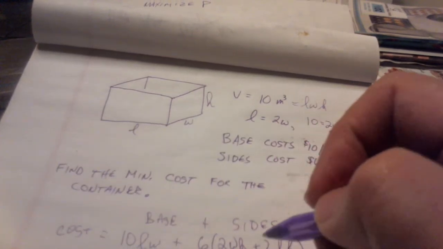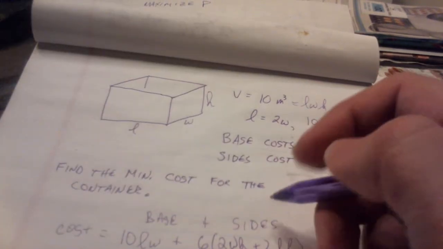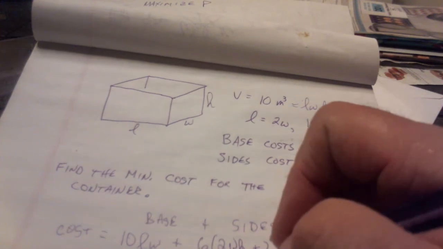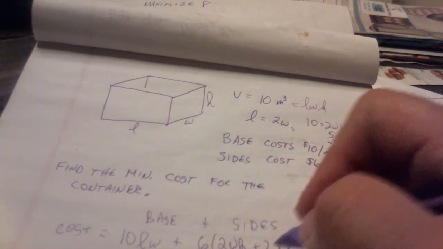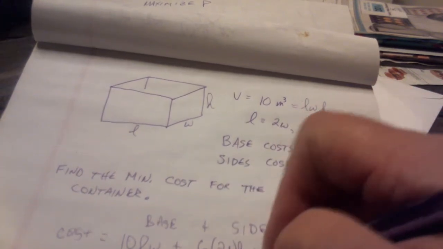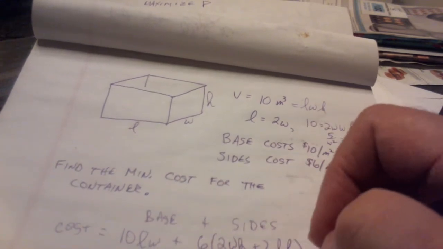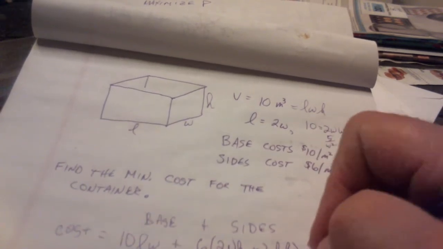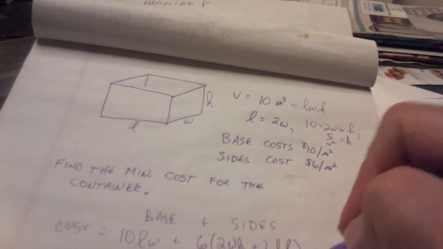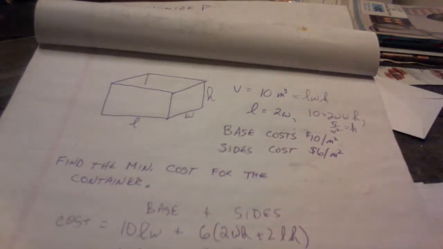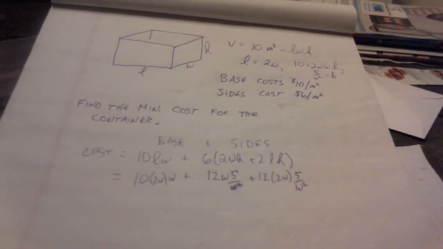And then you have 6 times 2 again, so it's another 12. And this time it's L, which is worth a 2W, and then the H, which is 5 over W squared. So let's get that all on screen there.